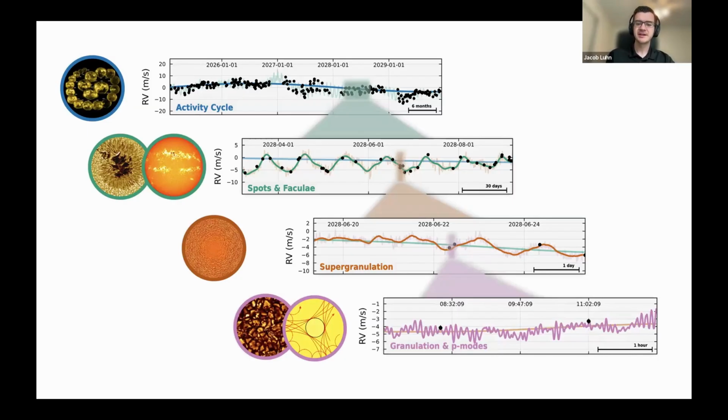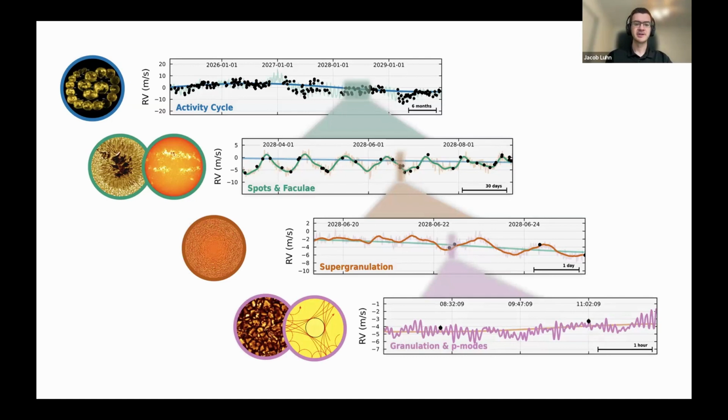This highlights a key challenge that we face when we're trying to characterize, diagnose, and mitigate these sources of variability in other stars. Especially on these shortest timescales, we really require dedicated and targeted observations if we want to study them in detail. So I'm going to be focusing today on this bottom box, the shortest timescale sources of stellar variability, p-modes and granulation.